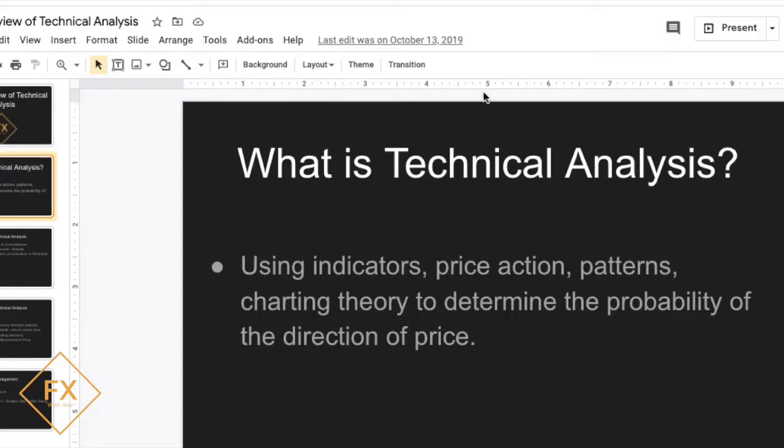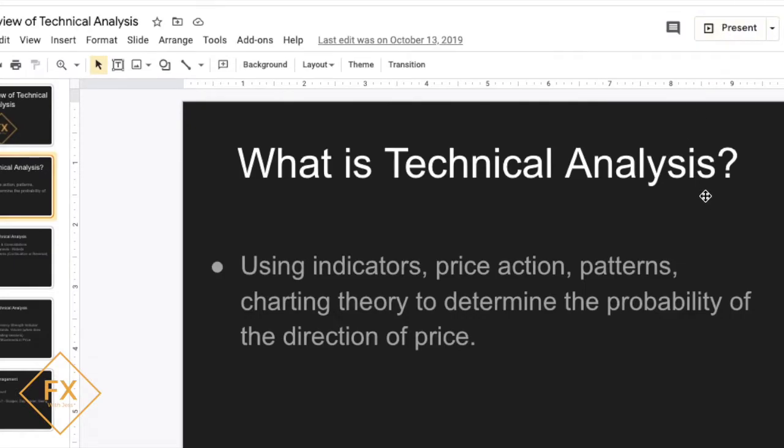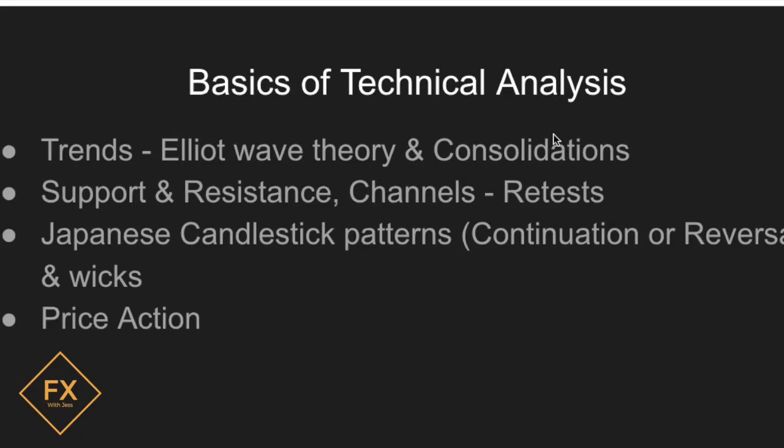In its simplest form, technical analysis is using indicators, price action, price patterns, and other charting theory to determine the probability of the direction of price. So price is either going to go up, which is a buy, or down, which is a sell. Now these are just some basic concepts within technical analysis.